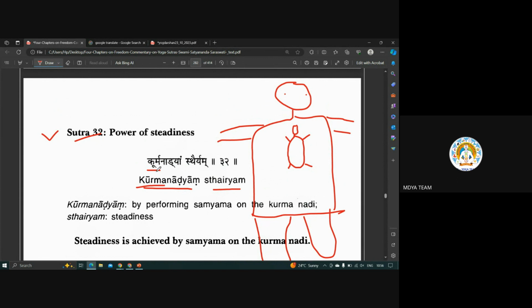If a yogi focuses on the Kurma-nadi, then he will get stability. His mind, body, and soul will be steady. Please conclude the meaning of this sutra. If a yogi does Samyama on the Kurma-nadi, which is in the shape of a tortoise at the sternum or the chest, his mind and body become steady.